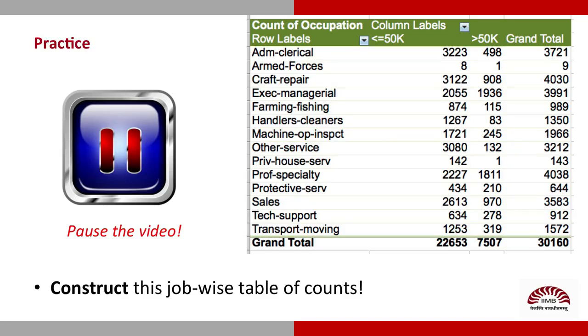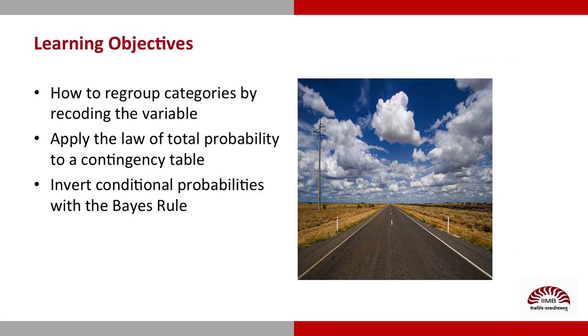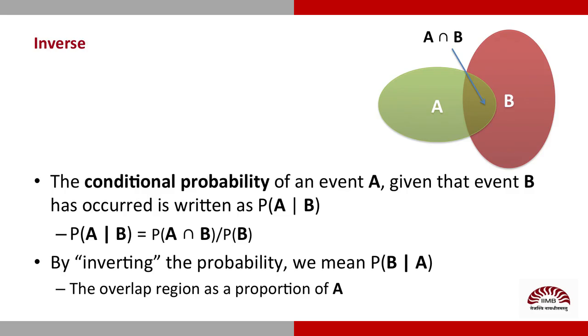In this segment, we'll learn how to group categorical variables that have several levels into fewer categories. We'll do this by recoding the data set. Next, we will directly calculate a conditional probability as well as its inverse using our pivot table. Finally, we will discuss how to arrive at the inverse probability using the Bayes theorem.